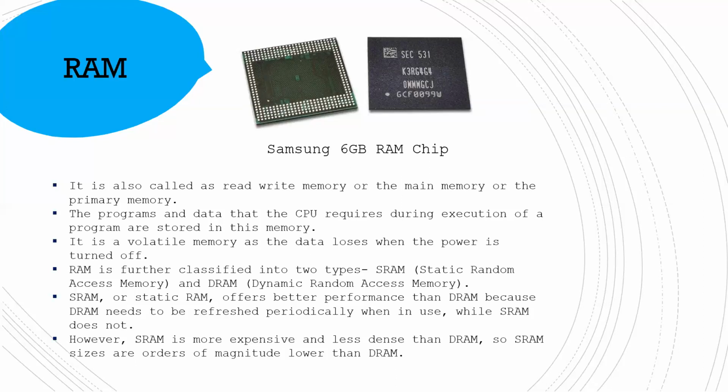That means DRAMs are normally in GB. That means 6GB, 2GB, 1GB, something like that. And SRAMs are in mega: 1 mega, 2 mega, 3 mega, 4 mega, 16 mega, something like that, megabytes. SRAMs are in megabytes, DRAMs are in gigabytes by today's standard.